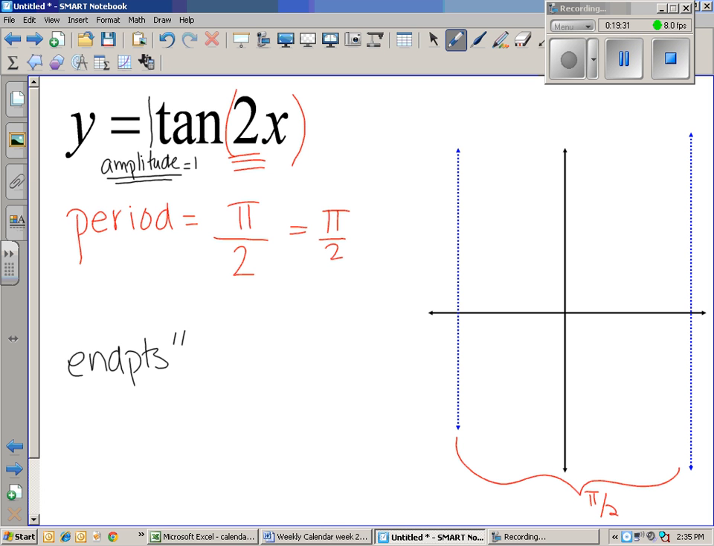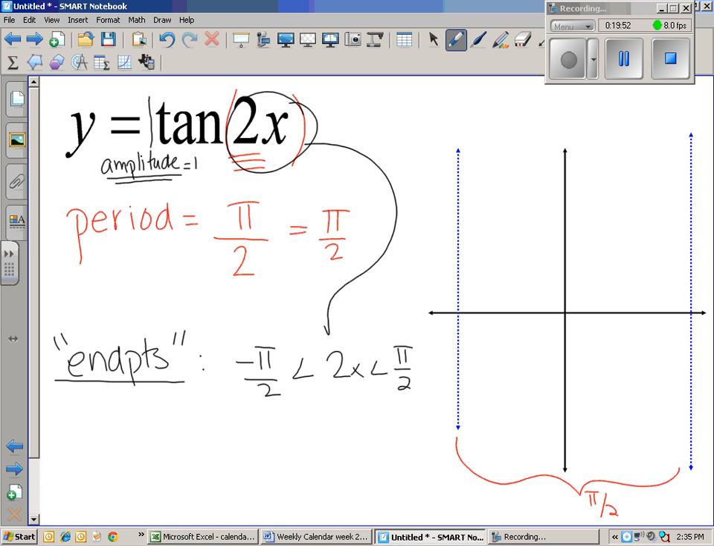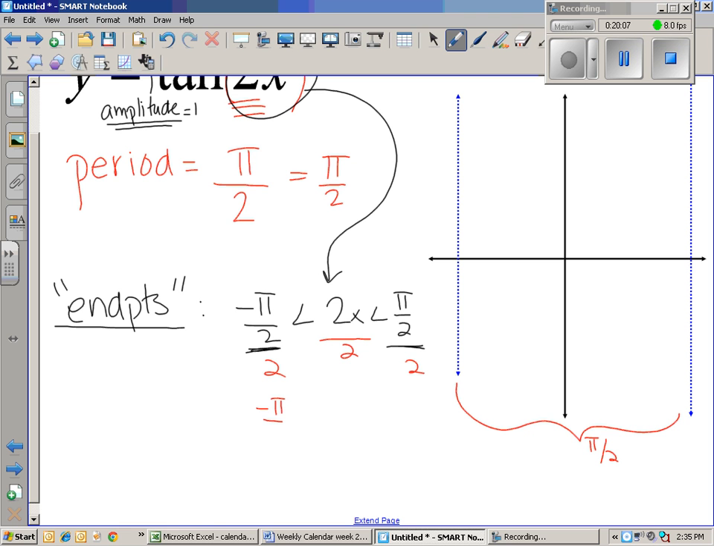Is this the only possible cycle? No. But it's the one I want everybody to start with. So everybody's going to start with what should have been their parent endpoints. Inside here, what was here goes in here. This is from the parent. Parent, don't change it. Please do not change it. Now divide by 2, divide by 2, divide by 2. I'm going to get negative pi over 4 to pi over 4. Okay, those become my endpoints.